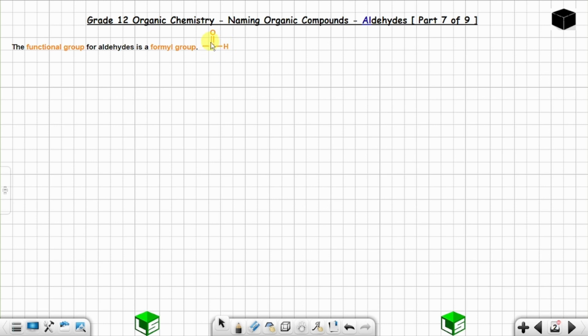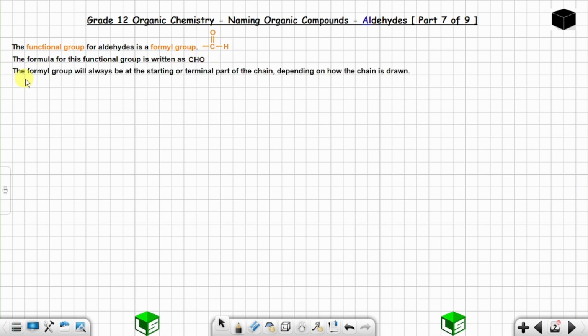You have a carbon atom bonded to the oxygen atom by a double bond, and the same carbon atom is bonded to the hydrogen. So the formula for this functional group is written as CHO. The formyl group will always be at the starting or terminal part of the chain, depending on how the chain is drawn. We are going to see that in the examples.